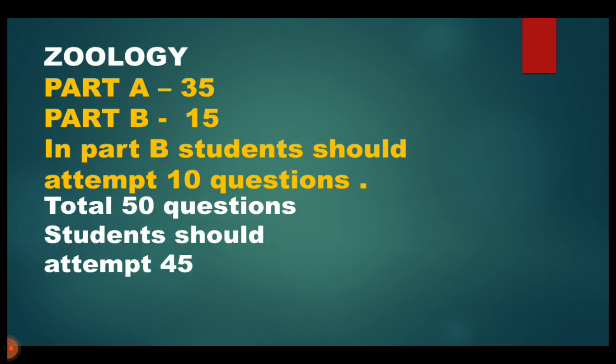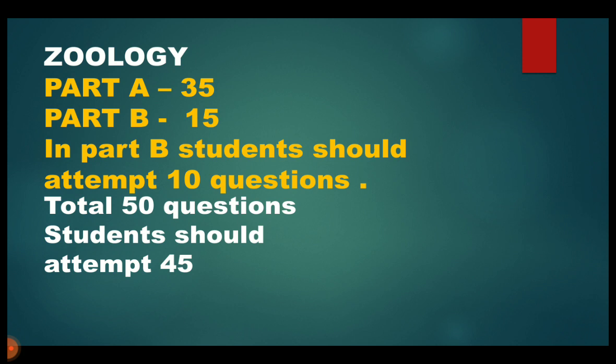Again in zoology, part A has 35 questions and part B has 15. In part B students should attempt 10 questions. Mainly, whichever questions you know the answer to, try to attempt those. Even if you don't know, don't try, because there are choices, extra 5 questions are there. Attempt only the answers you know. Don't put yourself at risk, because there are 5 choices in all the subjects. Extra 5 questions are there in part B.